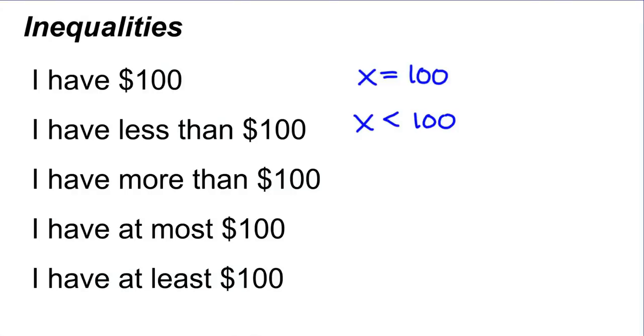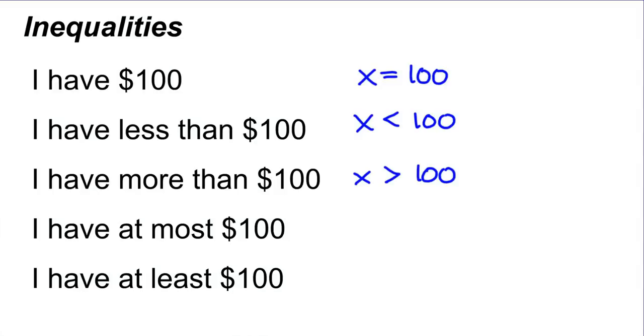The next one, I have more than $100. Very similar, but it's kind of the opposite. Now I have everything that is greater than 100, so we use the greater than symbol. So I could have $100.01 and anything more than that. But again, I cannot have $100 exactly. I have to have more than 100. So we still use 100 as our comparison benchmark here, but X has to be greater than 100.